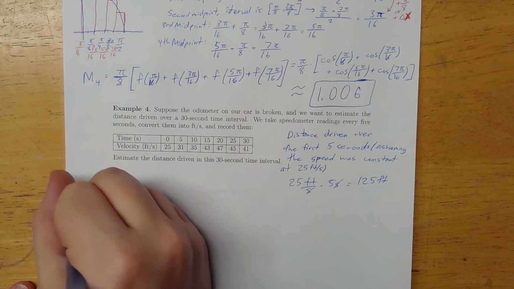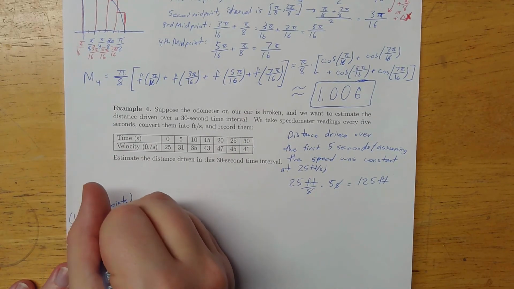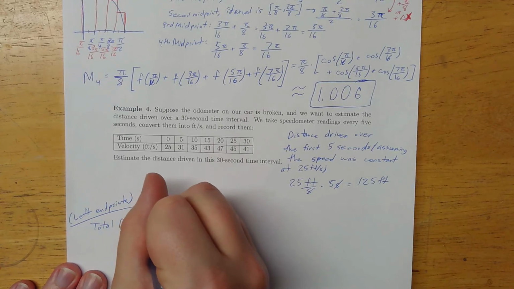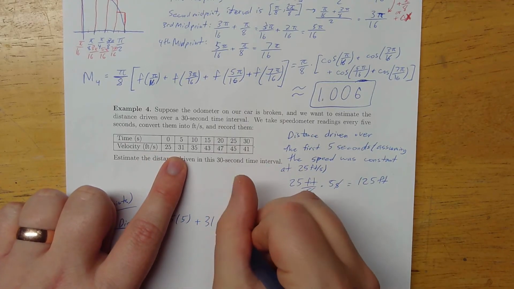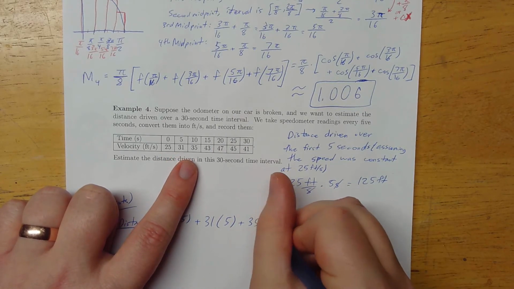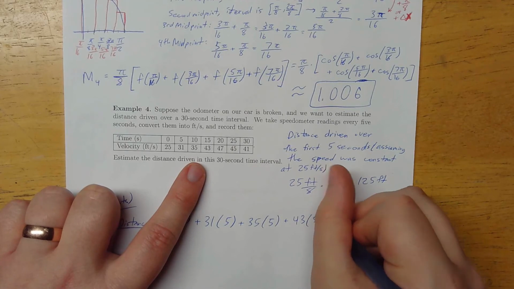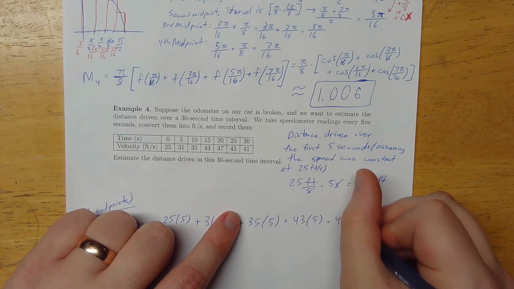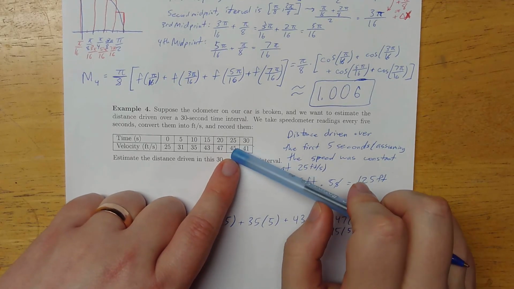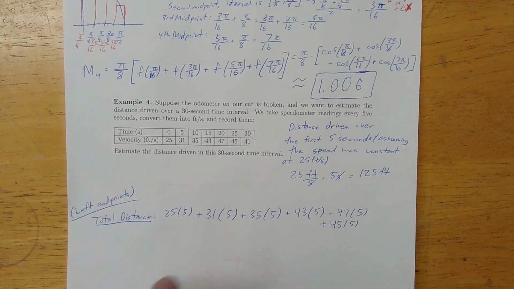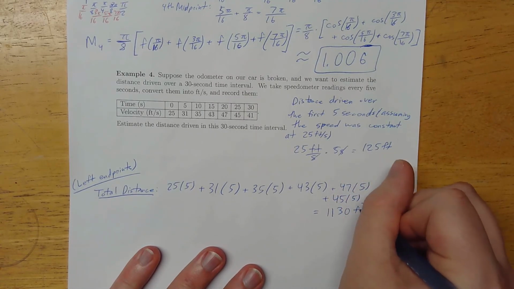And so if we used left endpoints, what we'd guess for the total distance would be 25 times a 5-second interval plus 31 times a 5-second interval from 5 to 10 plus 35 times the 5-second interval from 10 to 15 plus 43 times the 5-second interval from 15 to 20 plus 47 times that 5-second interval plus 45 times the last 5-second interval. And this 5-second interval is going from 25 to 30. We don't have a 5-second interval after the 30, so if we're using the left endpoints, this is where we stop. And if we multiply these and add them together, we'll get 1,130 feet as our estimate.